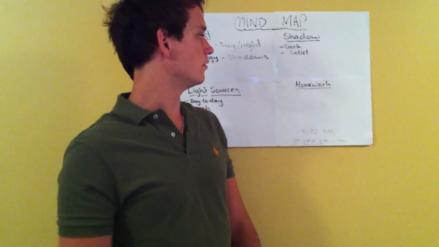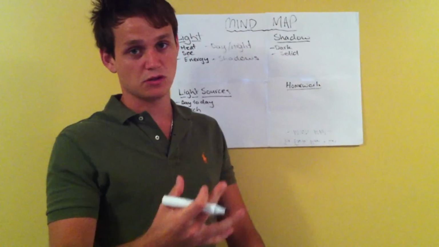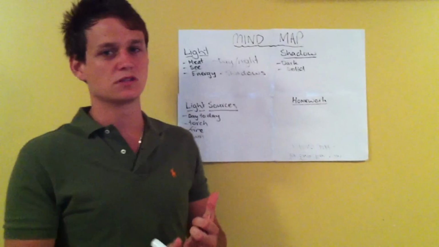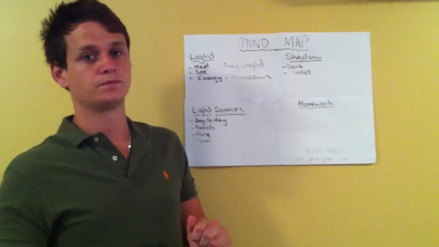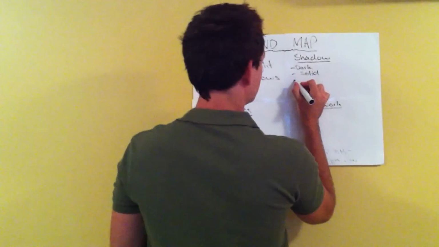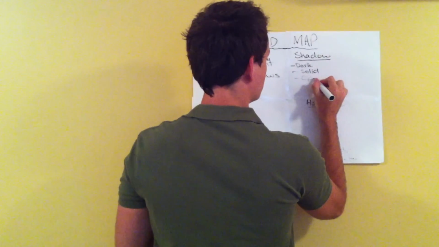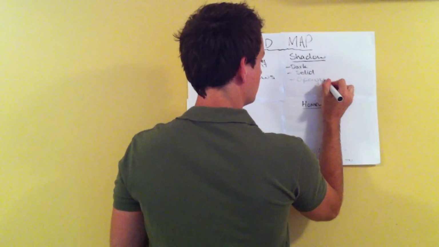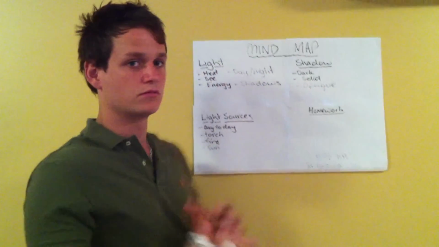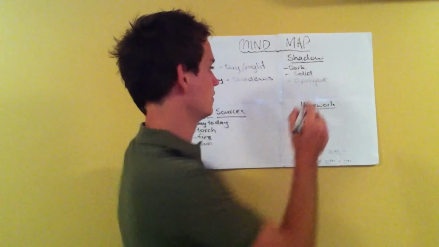What about shadows themselves? So we had that they were dark, they were solid. Do you remember some of those terms that we used? Solid is opaque. Opaque. Good. And what was the one we could see through? Translucent. Translucent. Good.